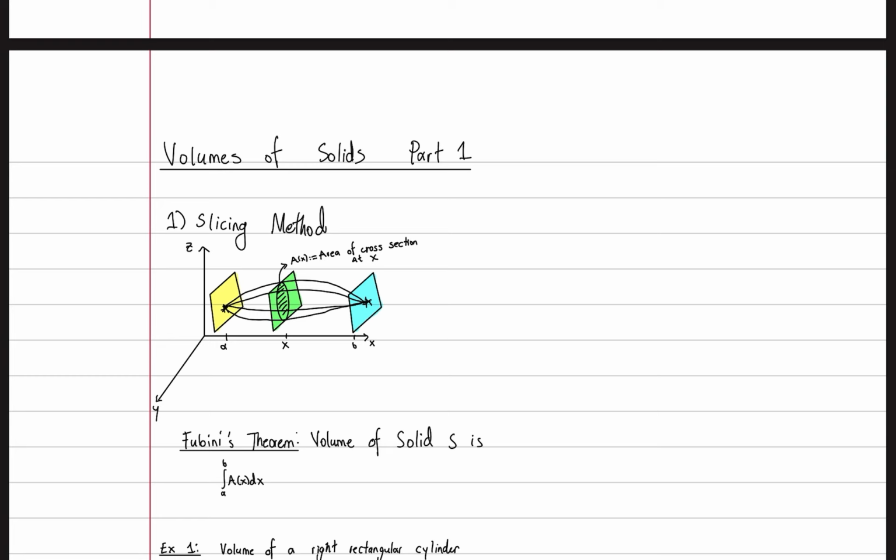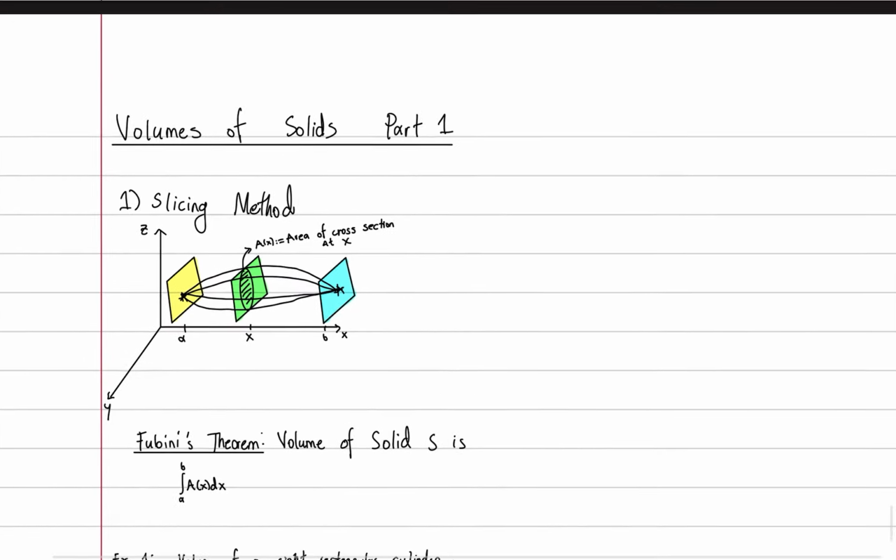In the next video, I'll be doing how to find volumes of rotated areas, rotating around the x-axis or the y-axis or any axis of rotation. And finally, in the third video, I'll go over the method of cylindrical shells. So we'll start with the basics, volumes of solids.